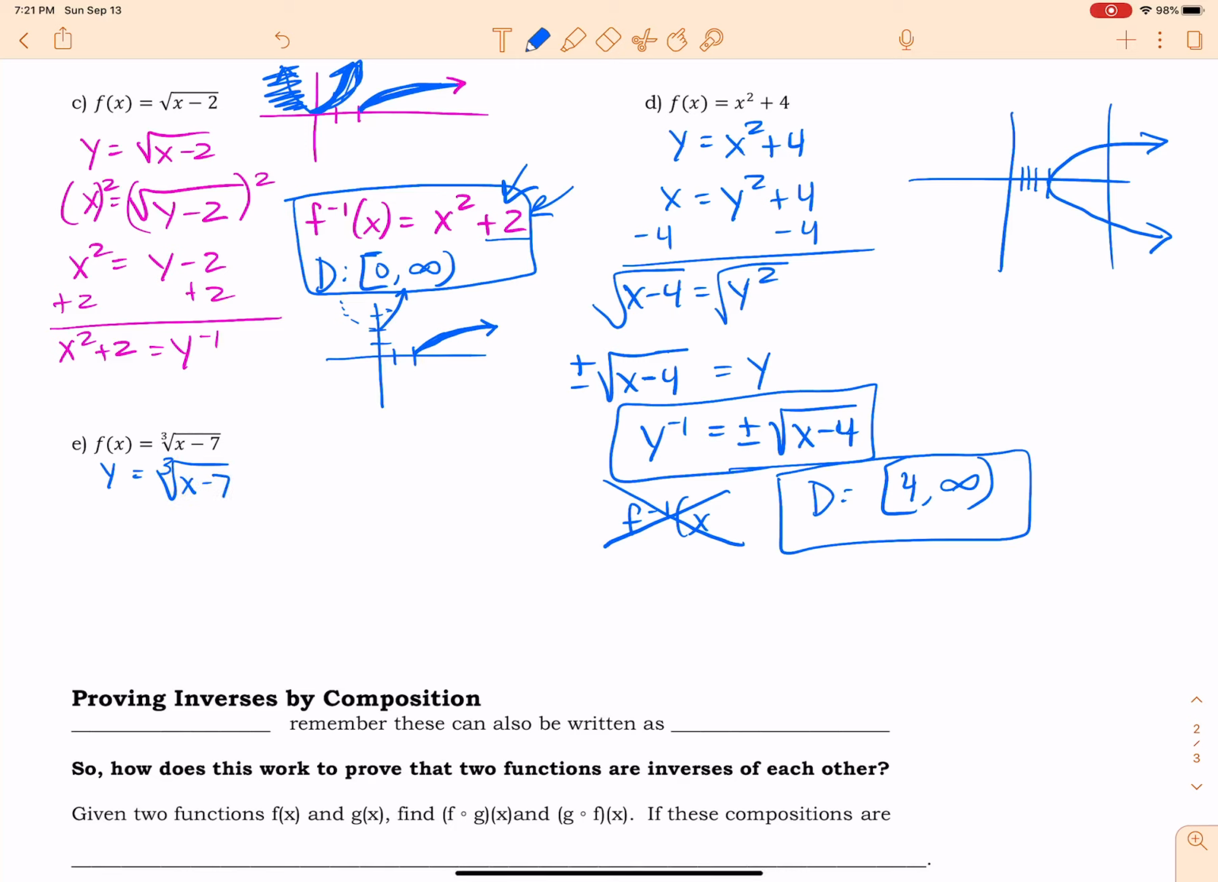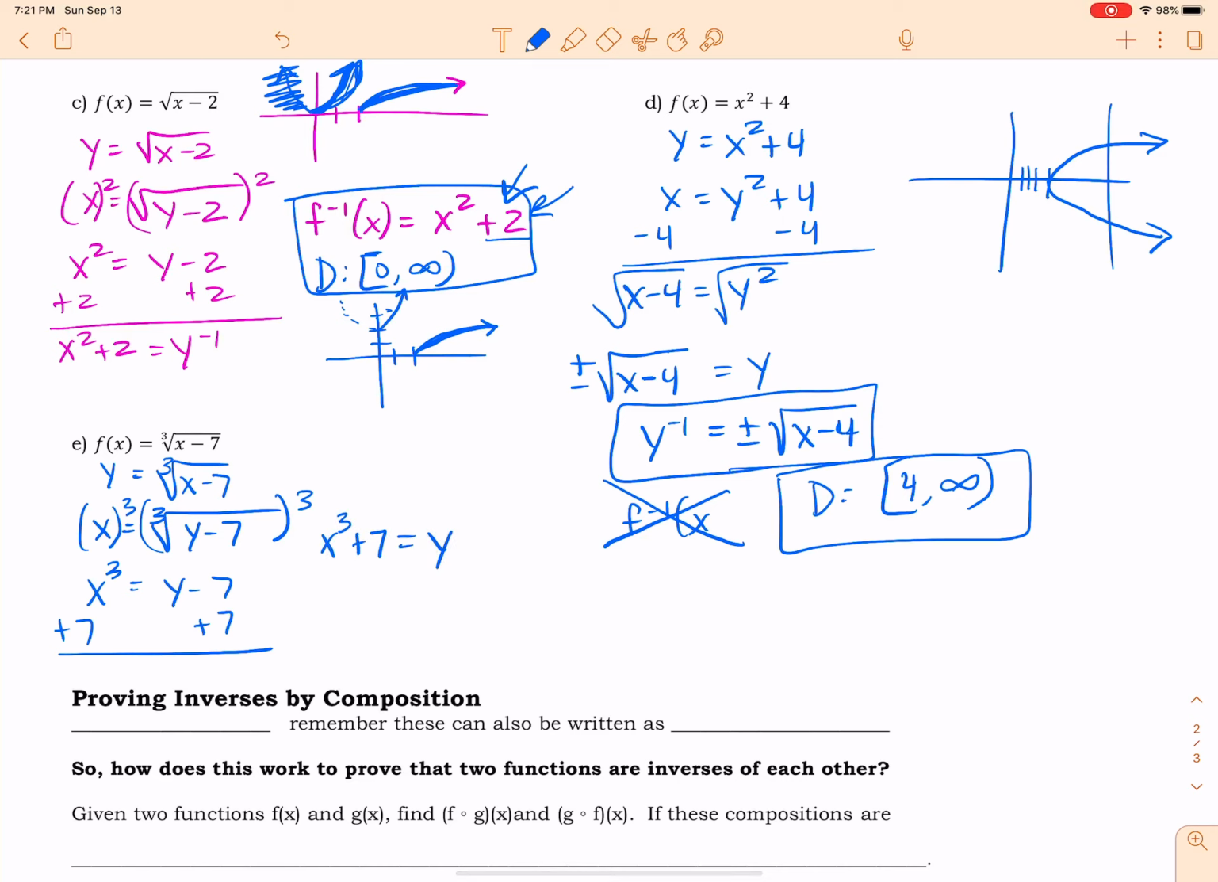There you go. Okay, and my last function, this is y, and this is x. So I'm going to switch my x and y again. So this is x. And this is y. Notice that this is the cubed root, so I'm going to cube both sides. So I have x cubed equals y minus 7. I add 7 to both sides, and I end up with y equal to x cubed plus 7. So that's the inverse. Is the inverse a function? Well, think about what this graph looks like. It is just the cubic function moved up 7. And that is still a function.